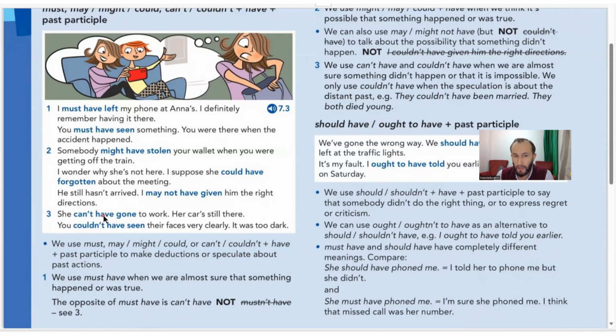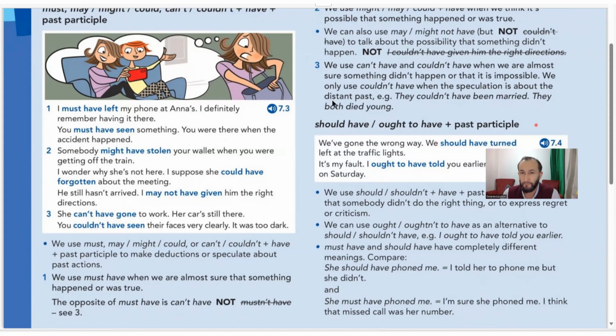Last point, as you can see, can't have gone or couldn't have seen. Same meaning. It means can't have and couldn't have, when we are almost sure, very certain, that something didn't happen, or about impossible things. We only use couldn't have when the speculation is about the distant past. Distant past, long past. Like they couldn't have been married. They both died young. I'm talking about very old time.